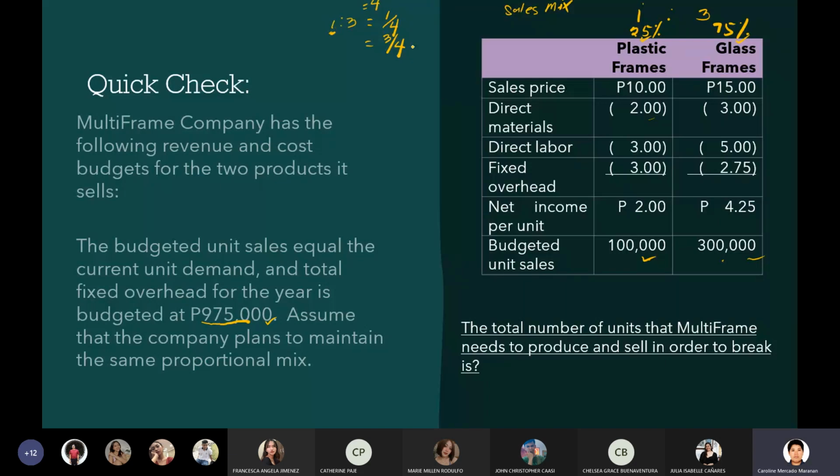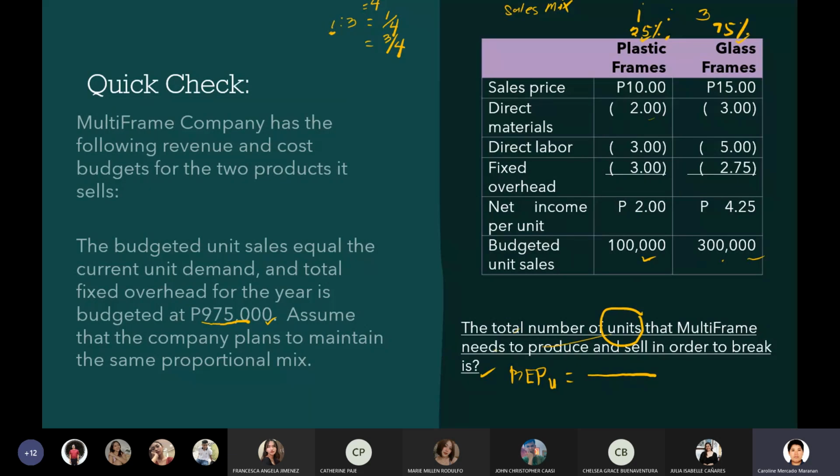Yan. So, ito po yun. So, meron tayong percentage dito or sales mix percentage na 25% at 75%. The total number of units that multiply, ito yung kailangan mong malaman. Ang hinihingi sa'yo, units in order to break even. So, break-even point in units. So, yan ang hinihingi sa'yo.